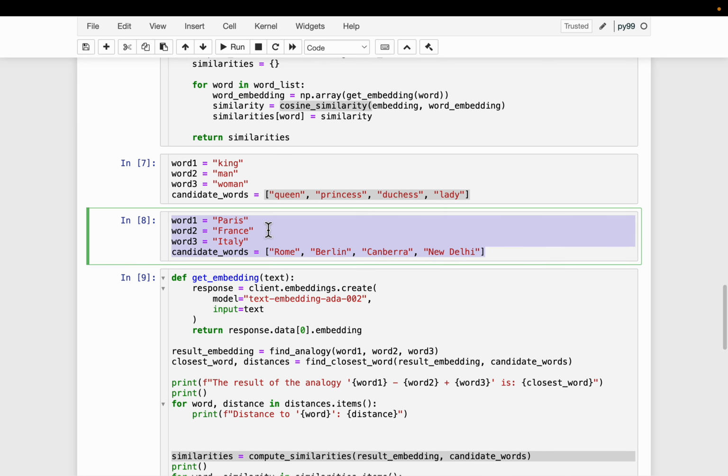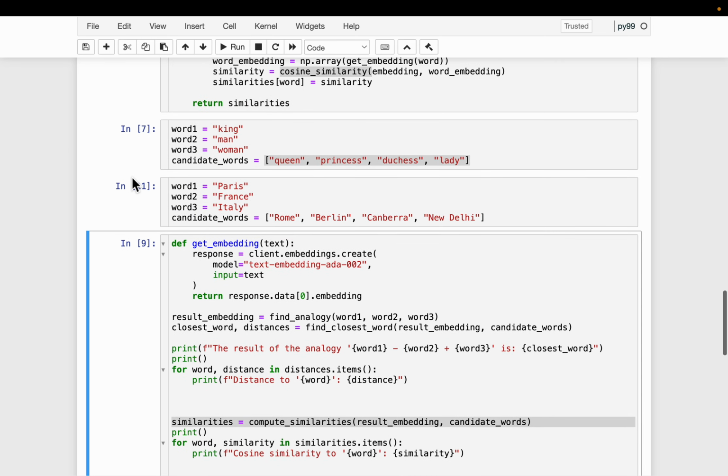All right, so again, on the left-hand side, we have Paris minus France plus Italy. So we know the capital of France is Paris. Here we have Italy. This means we should get the capital of Italy. The correct answer is Rome. And here we have three other capitals: Berlin, Canberra, and New Delhi. Let's see what happens. All right, that's done.